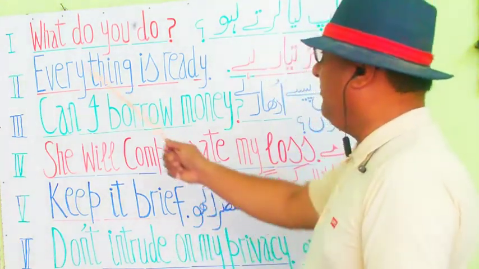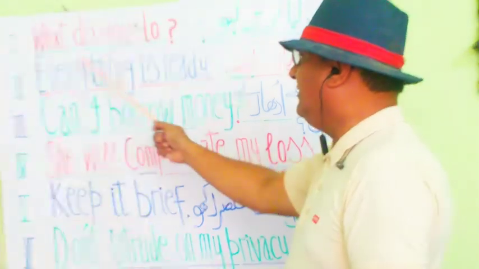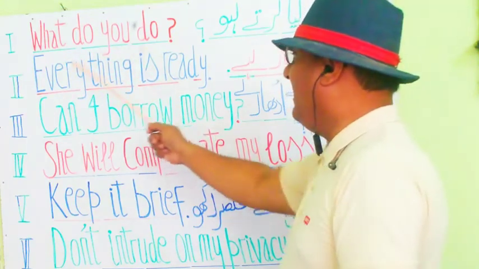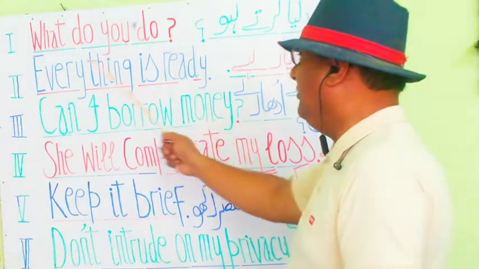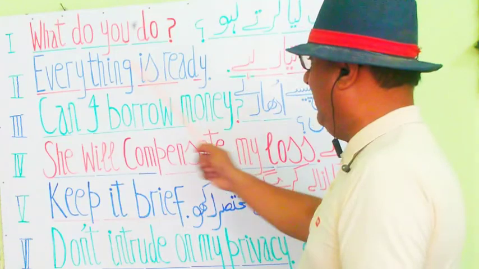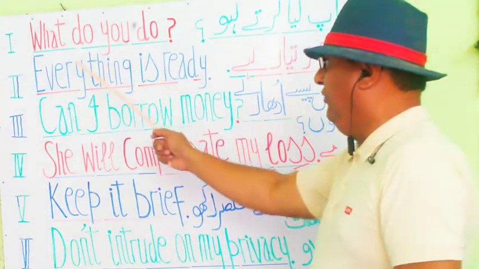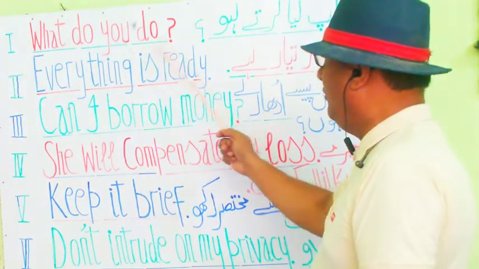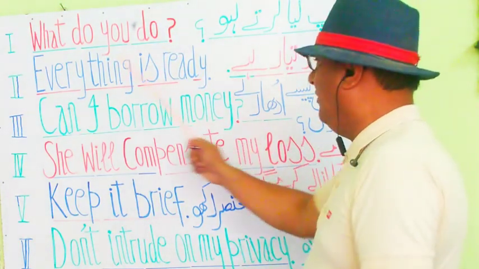Here you see that the first one is, what do you do? What do you do? आप क्या करते हो?